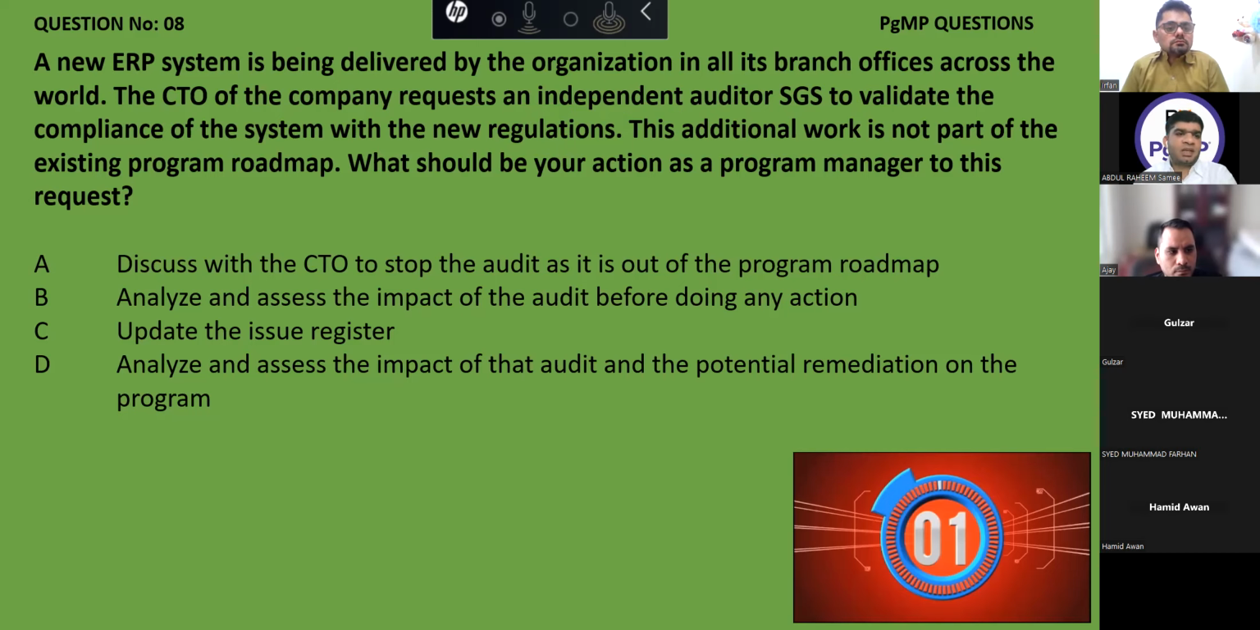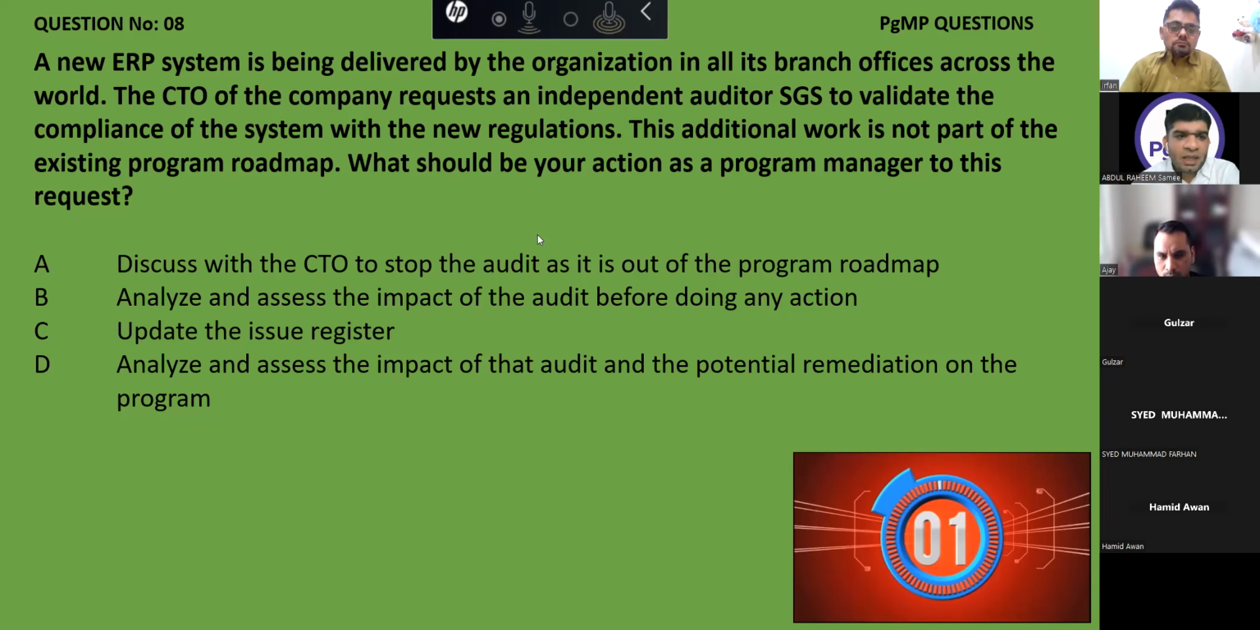Okay. Option A, discuss with the CTO to stop the audit as it is out of the program roadmap. This we cannot do because as a program manager, we don't have the authority, and it goes against company policies, because the CTO can be considered as a program steering committee member or a person who is above us. If he has asked or requested something, we should do the analysis of that request rather than rejecting it. So in that case, option A is eliminated.